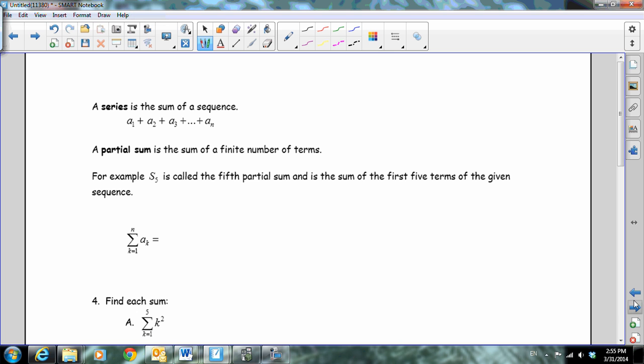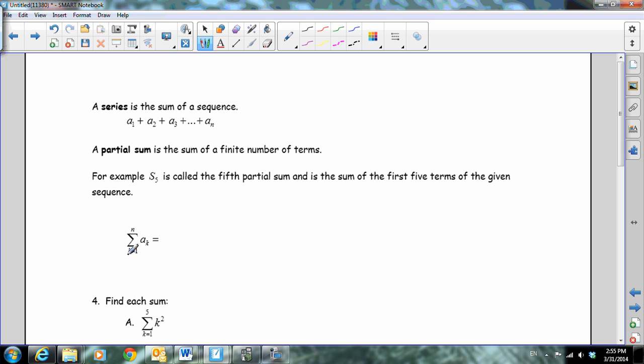The series is the sum of the sequence, A1, A2, A3, all the way, by adding them all up. A partial sum is the sum of the finite number of terms. So I can say the sum of the first 5 terms, that will be a partial sum, but a series is the sum of all terms. For example, S5 is called the fifth partial sum and is the sum of the first 5 terms of the given sequence. This symbol means summation.